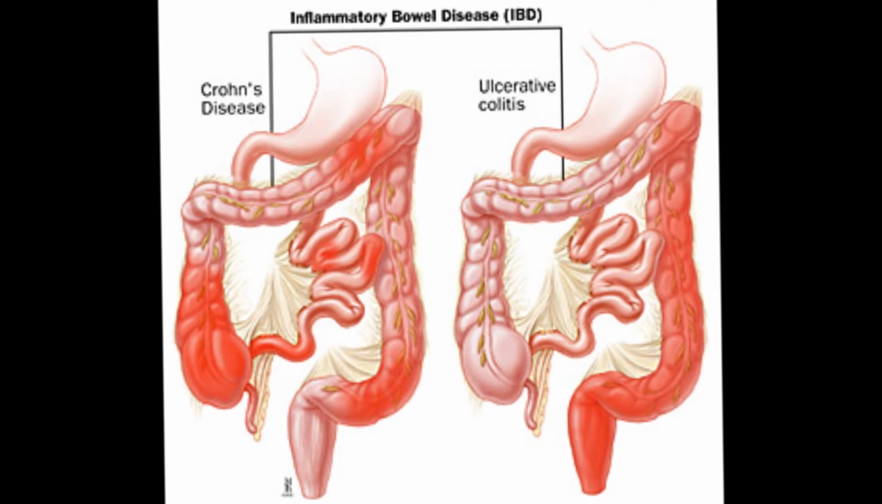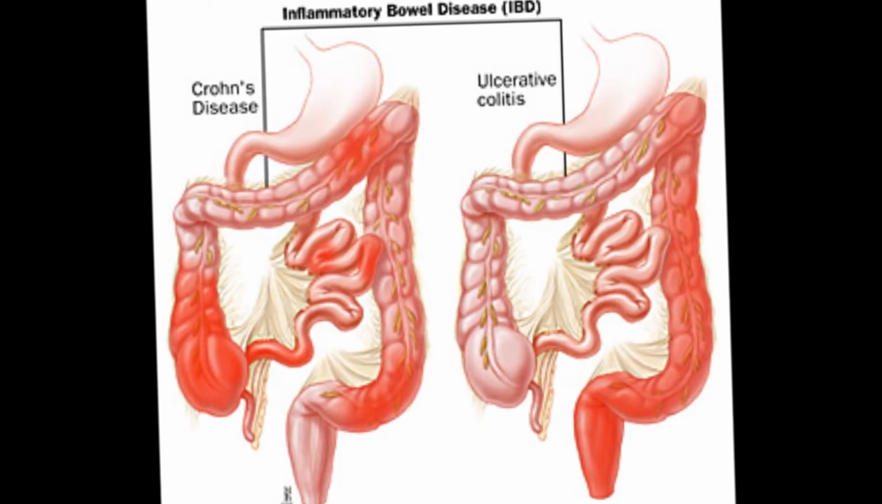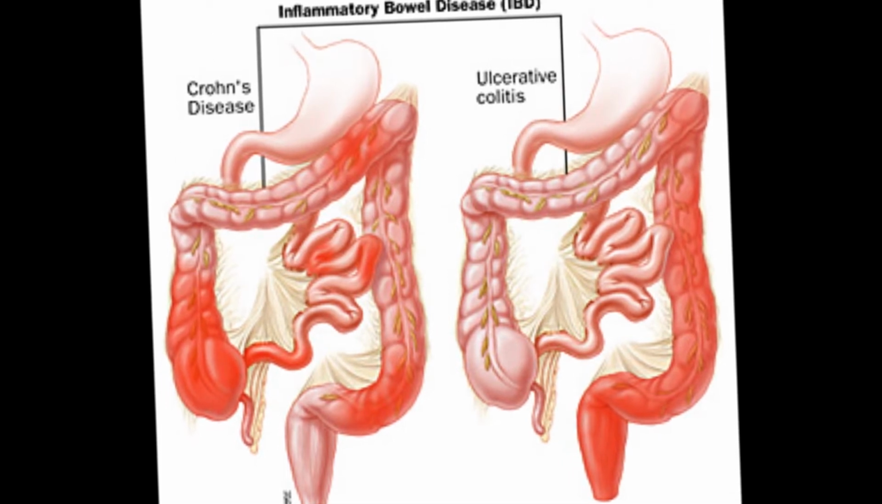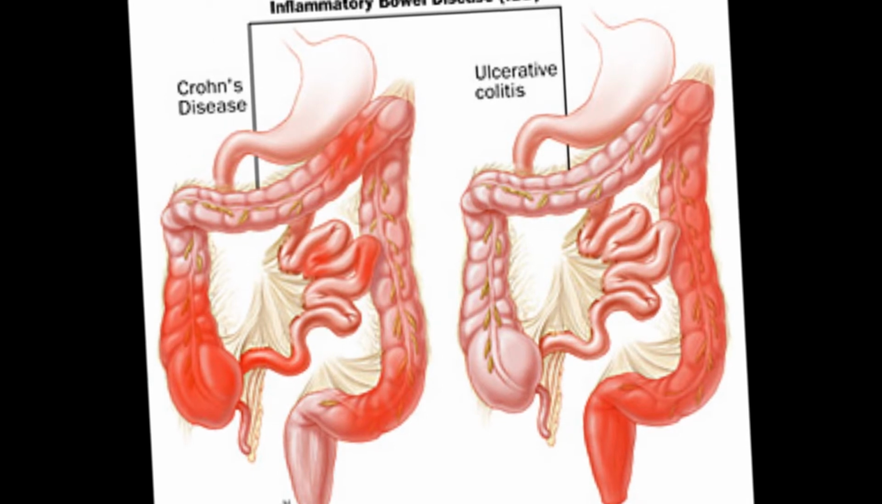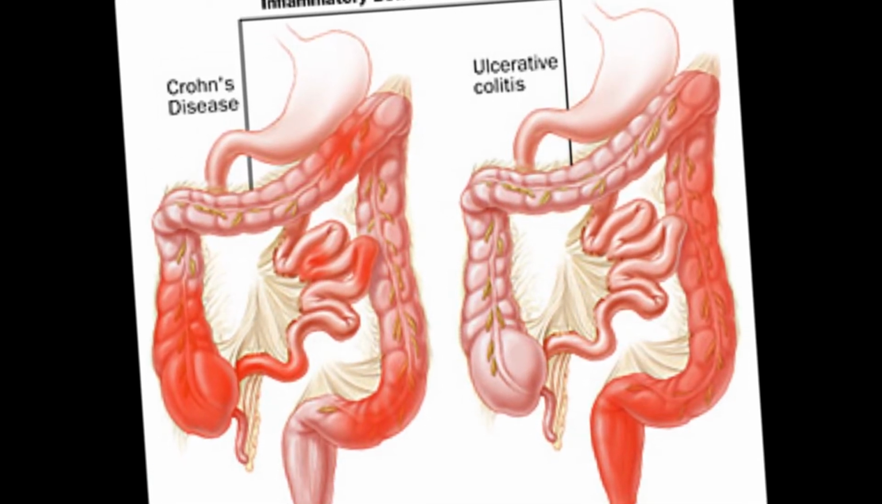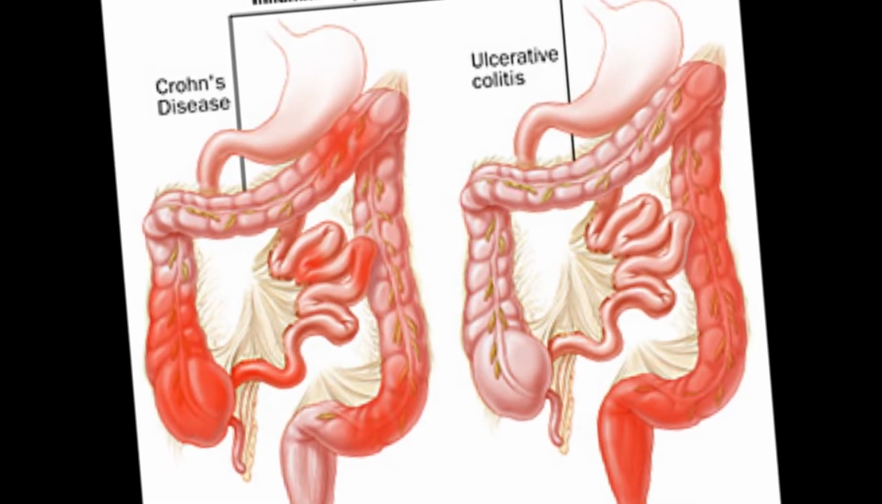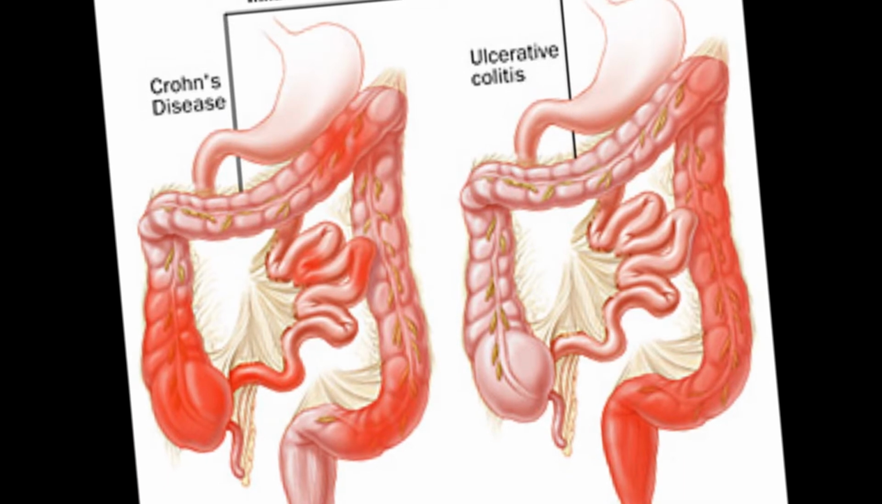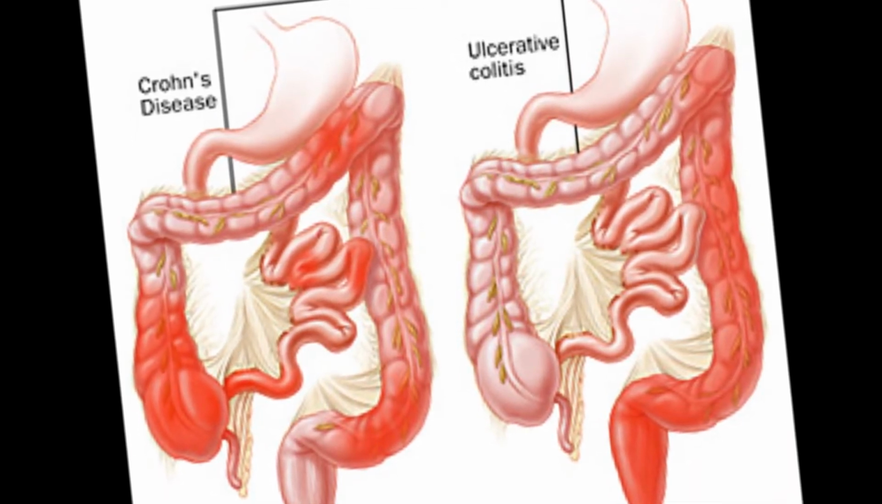This next diagram shows the location of ulcerative colitis versus that of Crohn's disease. Ulcerative colitis tends to occur in the second portion of the large intestine, or the descending and sigmoid colon areas, whereas Crohn's disease tends to occur in the far end of the transverse colon and the ascending colon.